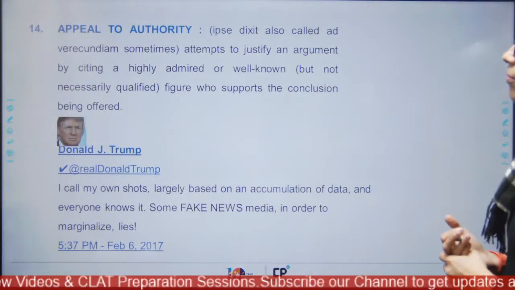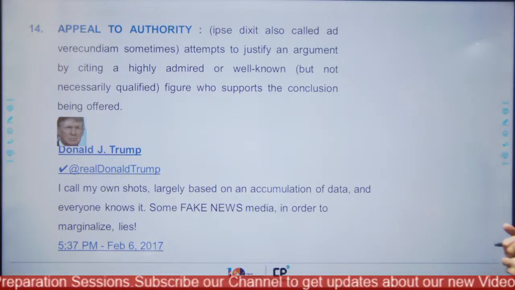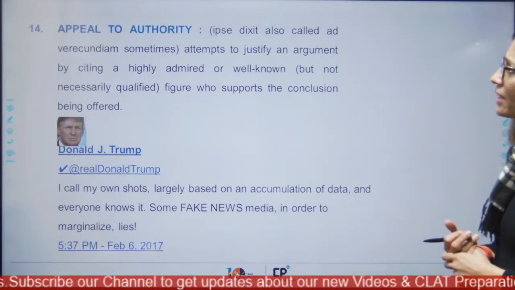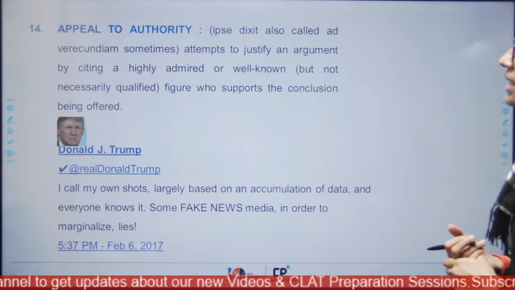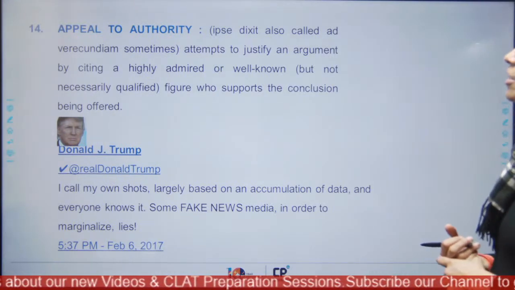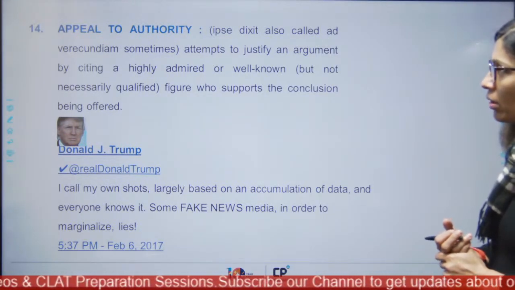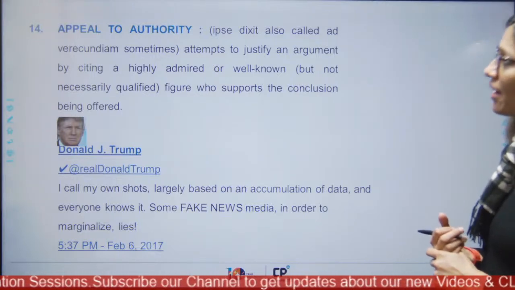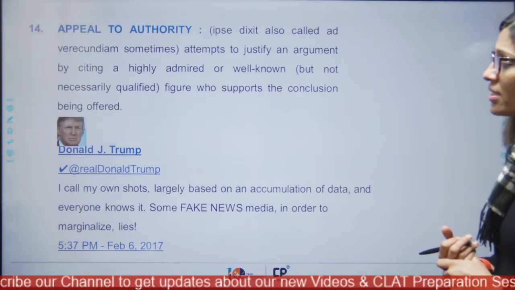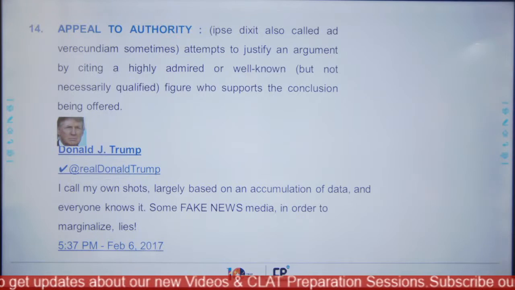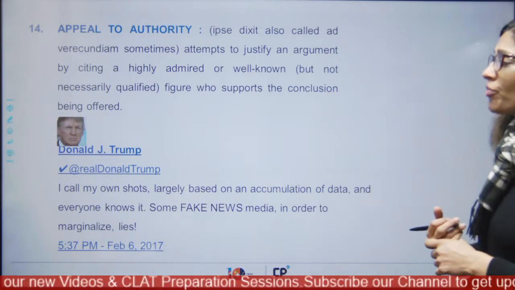Appeal to authority, but mostly irrelevant authority, is an attempt to justify an argument by citing someone who is highly admired or well known. But this authority is irrelevant because that person may have no knowledge of that field.